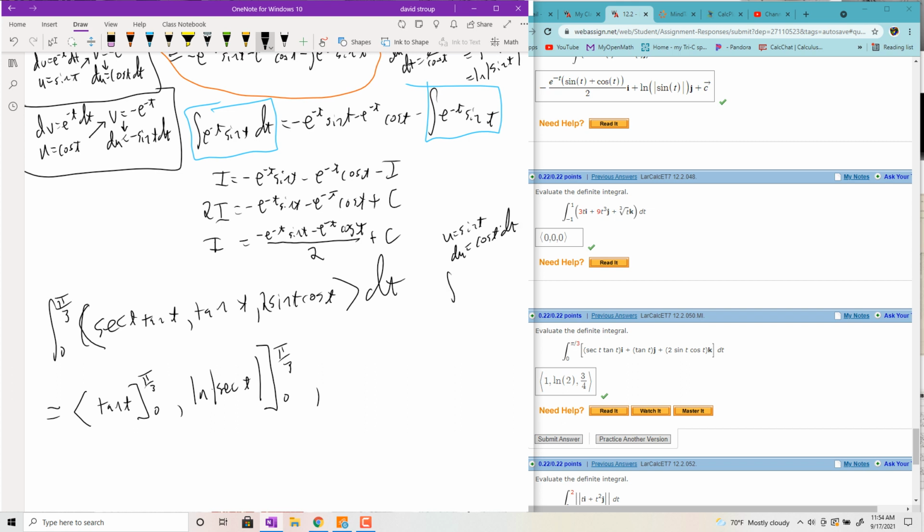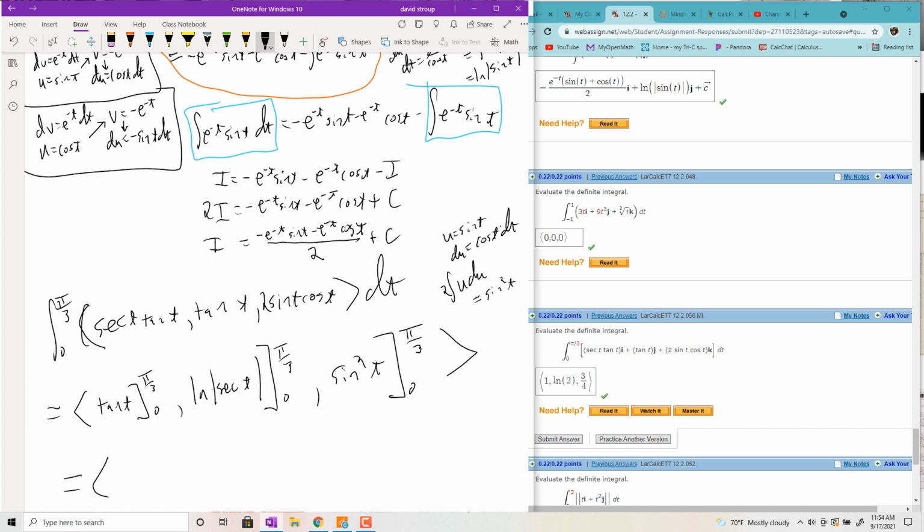So you would end up with 2 times the integral of u du, and then you get u squared over 2, which would just be u squared. Back subbing, you would get sine squared t. So I'd have sine squared t evaluated from 0 to pi over 3.